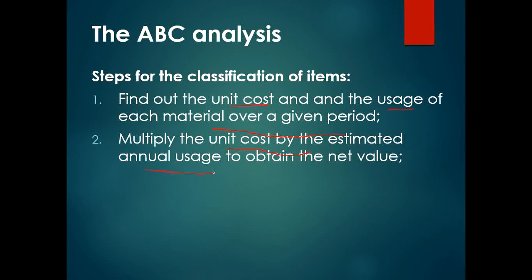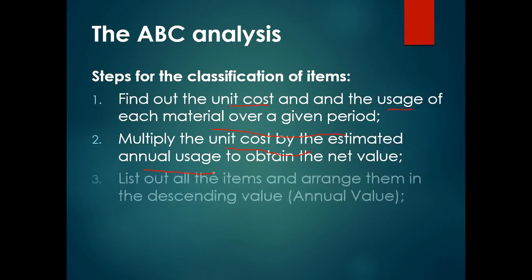Okay. If I multiply this, what will happen? We can get the annual value of the product. Then arrange in descending value. Okay, descending value. Whichever has the costly value, I will keep it first, and whichever has the lesser value will go last. So I will list out or arrange in descending order.